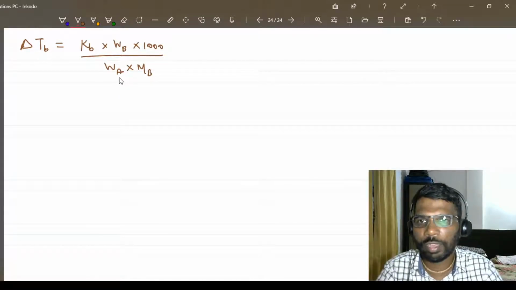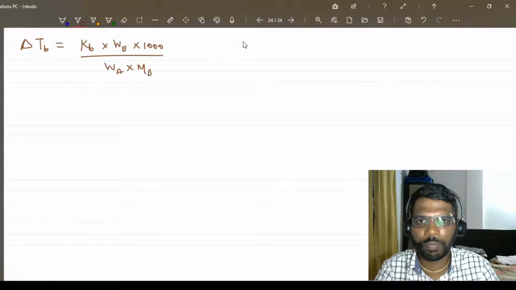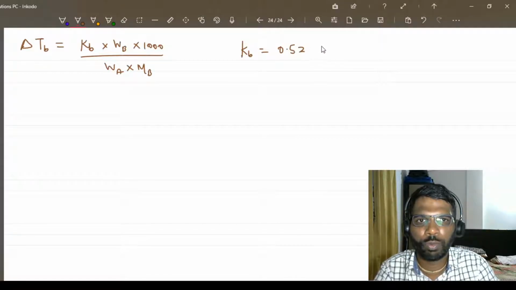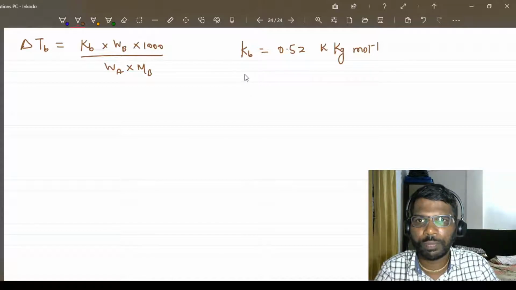Now you have to be very careful over here, right? Because for some reason, KB is given as 0.52 Kelvin kilogram per mole. This is the unit that is given, right? Now next is WB, the weight of the solute.